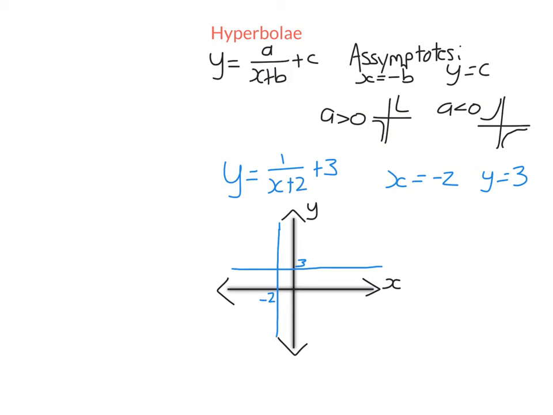Now we look at the value of a, the value on top of the fraction. Using these asymptotes, they've divided the plane into 4 quadrants. Here, here, here, and here. Top right, top left, bottom right. If a is positive, the hyperbola lives here and here. If a is negative, it lives here and here. A is clearly positive, so the hyperbola will live here and here.